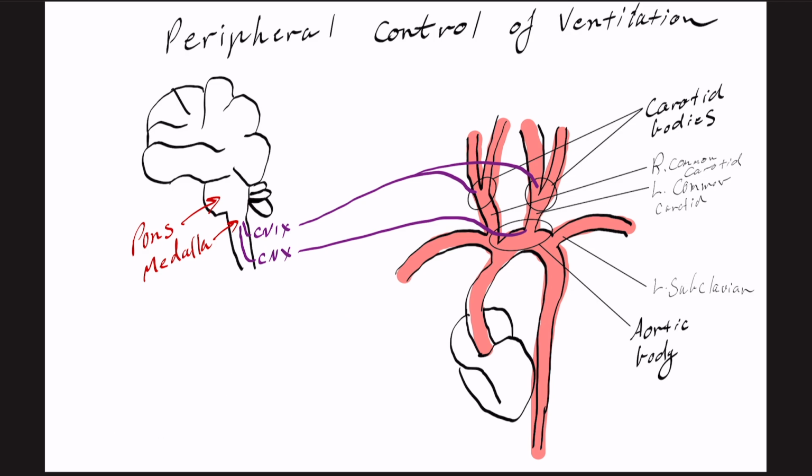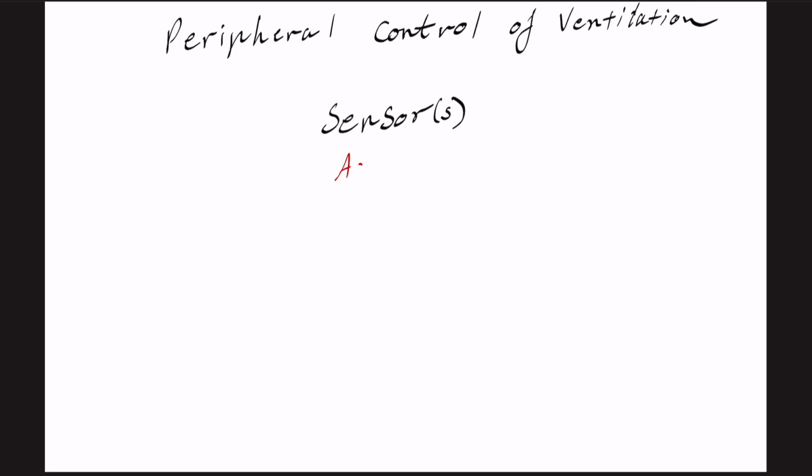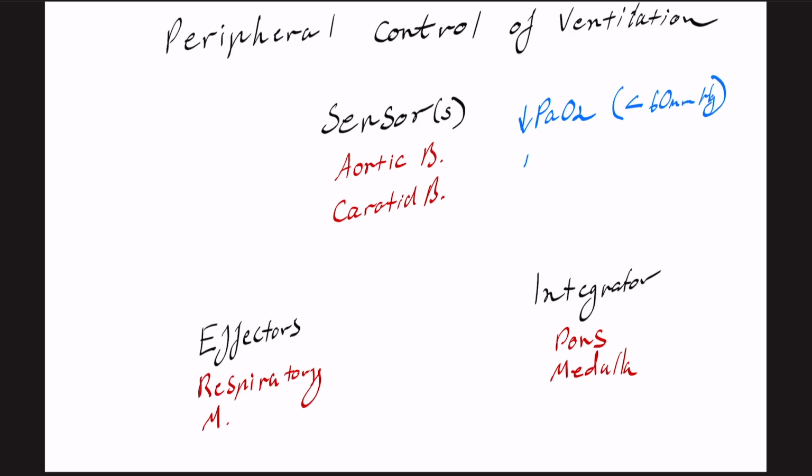So again, let's just fit this into our sensor integrator effector model. So we have our sensors, aortic body and carotid body, our integrators, which are pons and medulla, and our effectors, which are our respiratory muscles. So low PaO2, usually around less than 60 millimeters of mercury, and high PaCO2, normally greater than 40 millimeters of mercury, and our body likes to keep us, plus or minus 2 from 40.